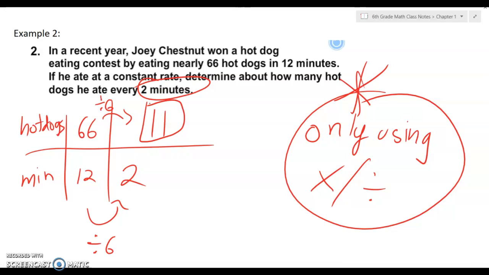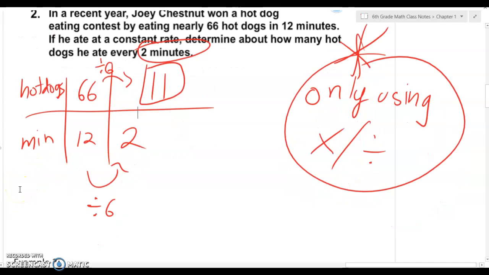Holy mackerel. 11 hot dogs in 2 minutes, that's a lot. I can't even eat one hot dog in 2 minutes. So that's pretty impressive. All right, let's keep going. Let's do some more examples.